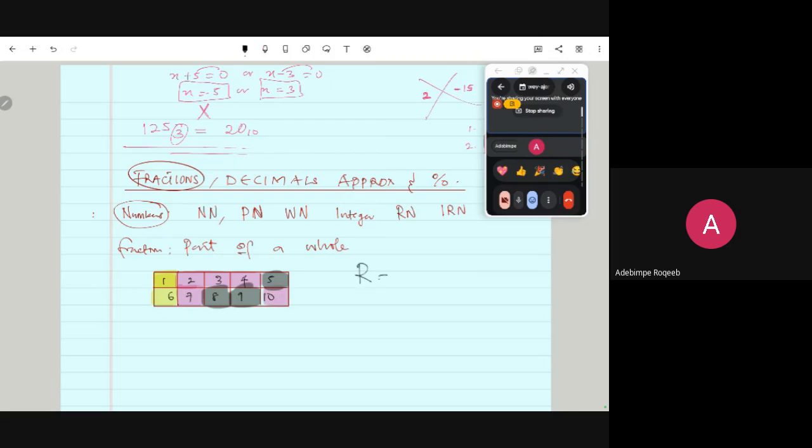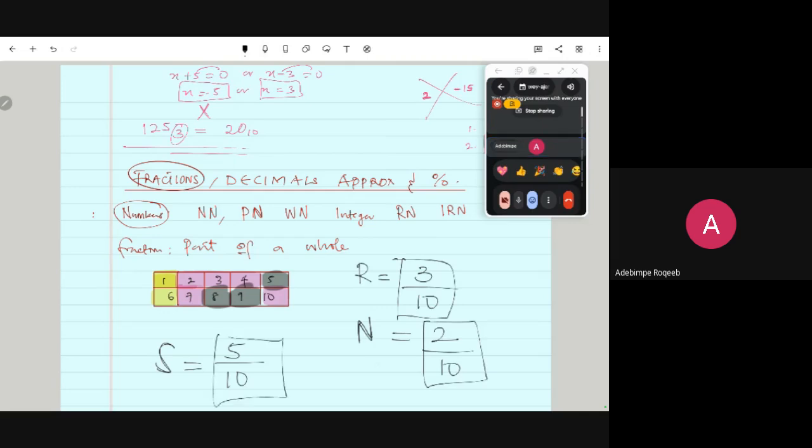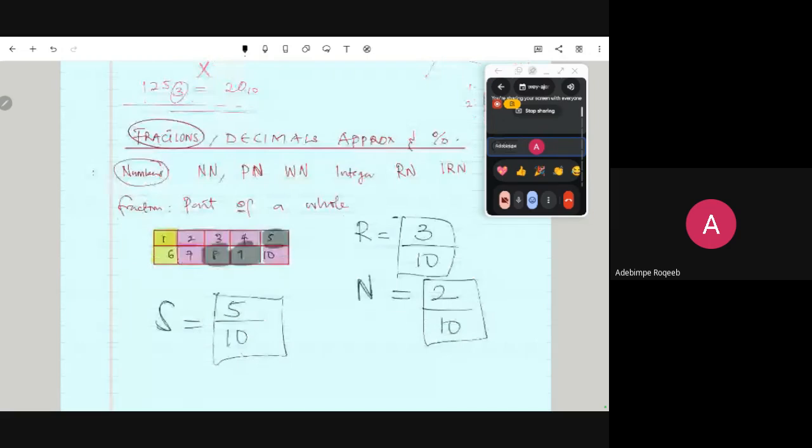So Rakib now has what? He got 3 out of 10. The woman that gave birth has what? 2 out of 10. And me, myself, I have what? 5 out of 10. Remember, 3 over 10 is a fraction. 2 over 10 is a fraction. 5 over 10 is a fraction. Is that clear?